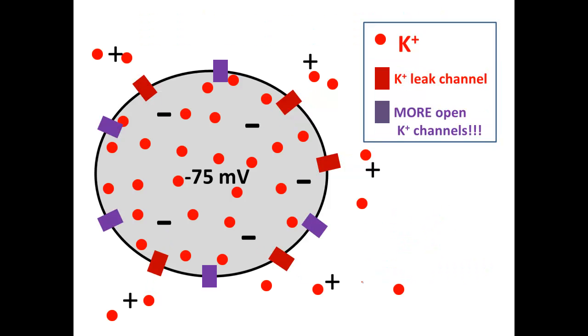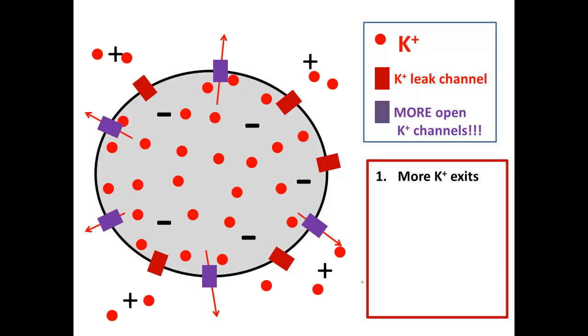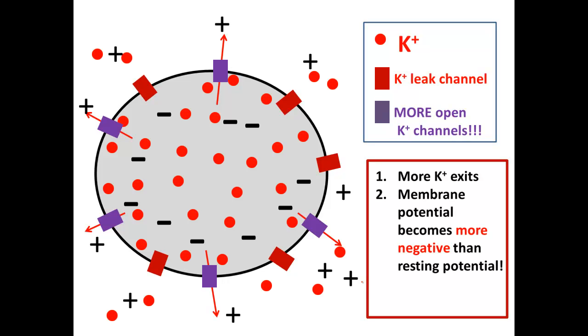First, let's think about what would happen if we opened up some more potassium channels. These aren't leak channels. This is another type of potassium channel in the membrane that was closed before. So now we open it up. We've increased the membrane permeability for potassium. As a result, more potassium is going to leave that cell. And when it does, just like before, it's going to take its positive charge along with it, which means that the membrane potential is going to become more negative. That membrane potential is going to be pushed towards a more negative value.